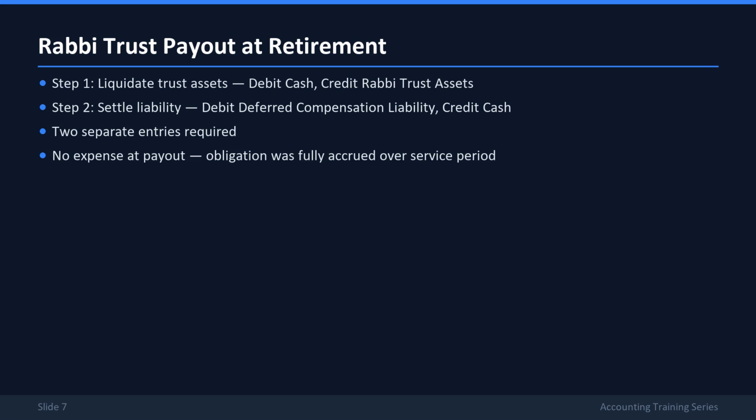When the employee retires and the deferred amounts are paid out, two entries are typically required. First, if trust assets must be liquidated to generate the cash, the entry is a debit to cash and a credit to the rabbi trust asset account. Second, the actual payment to the former employee is recorded as a debit to deferred compensation liability and a credit to cash. Together, these two entries extinguish both the asset and the liability. Because the expense was recognized over the service period, no additional expense is recorded at payout.